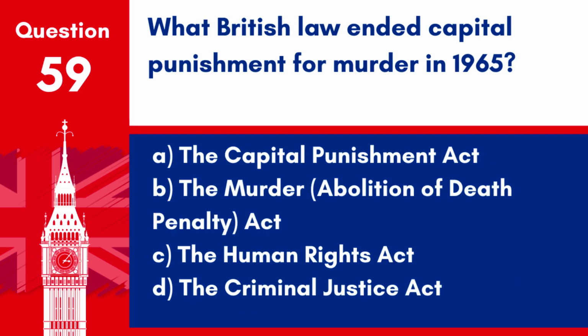Question 59. What British law ended capital punishment for murder in 1965? A. The Capital Punishment Act. B. The Murder, Abolition of Death Penalty Act. C. The Human Rights Act. D. The Criminal Justice Act. Answer. B. The Murder, Abolition of Death Penalty Act. This act suspended and effectively abolished capital punishment for murder in the UK.